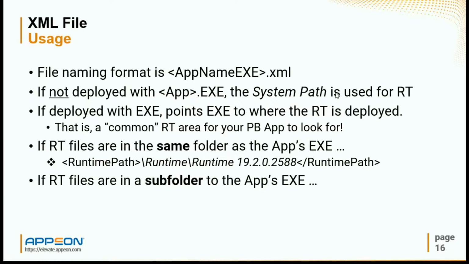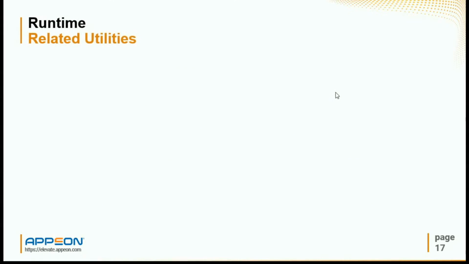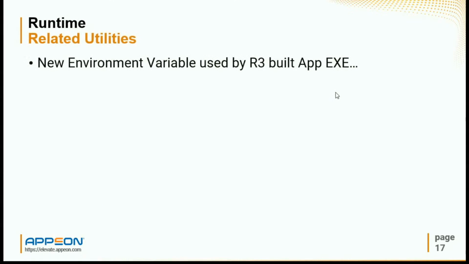However, if you put it in a subfolder, which is a better way to organize things, then again, you just change the runtime path, except you're going to just put in /runtime, and then the runtime folder name that has the version and build that you want to use. Also, runtime related utilities. There's also a new environment variable in revision number 3. It's environment.runtimePath equals, and then you can give it the path to the runtime. So if you don't use the XML file, you can also use this environment variable.